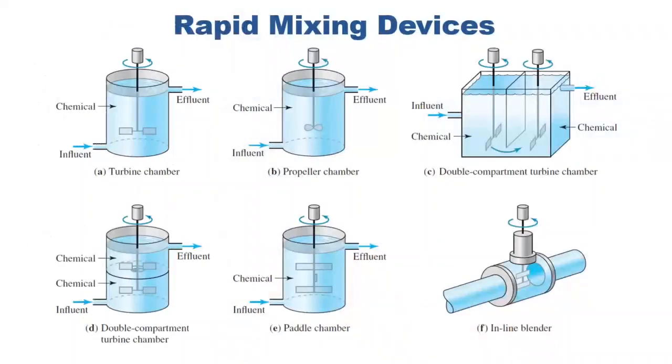So these are examples of rapid mixing devices. We have here the turbine chamber, the propeller chamber, the double compartment turbine chamber, a paddle chamber, and an inline blender. In industry, the commonly used one for jar testing is this double compartment turbine chamber. And there is also a multiple compartment turbine chamber that uses turbines.